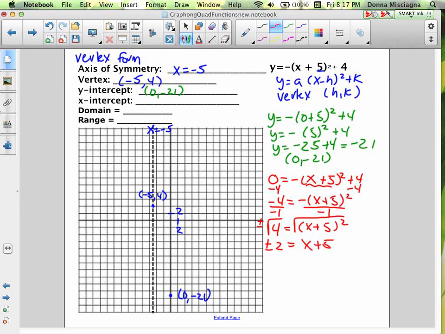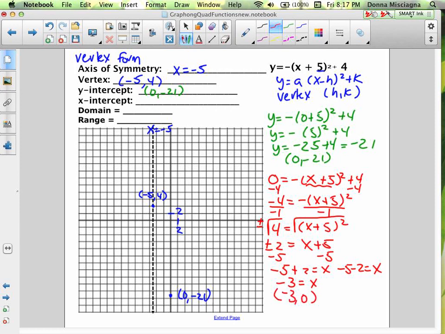And now we just got to isolate x. So we're going to subtract 5 from both sides. So this is negative 5 plus 2 equals x, and negative 5 minus 2 equals x. Don't ever leave your answer there as negative 5 plus or minus 2. Okay? We need to split that up because these are numbers we can combine and simplify. So this is going to be negative 3, which means one x-intercept is negative 3, 0.